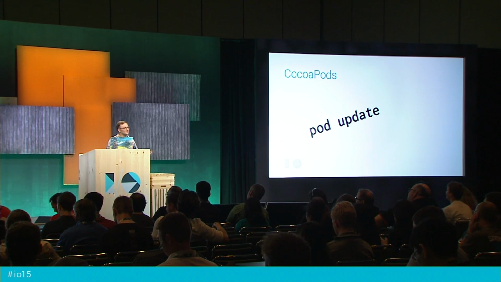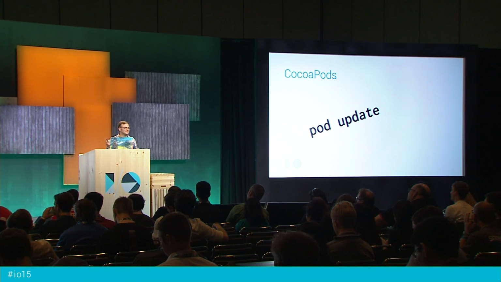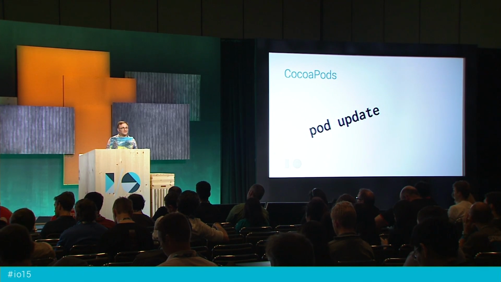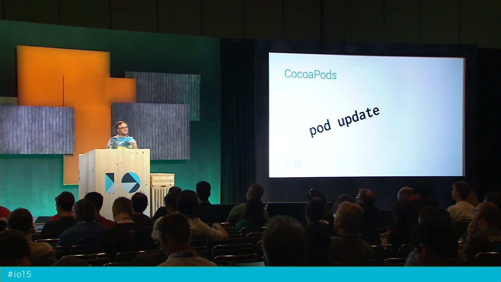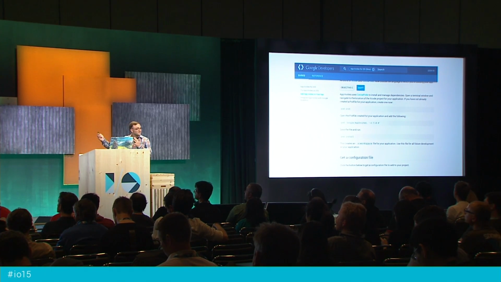So we've talked to our partners, and most of them have basically told us, yeah, this is pretty much what we do anyway. And so we've decided, you know what, let's just make CocoaPods our primary channel for releasing Google services on iOS. And, well, what does that mean? Well, for starters, it means adding this to our documentation.